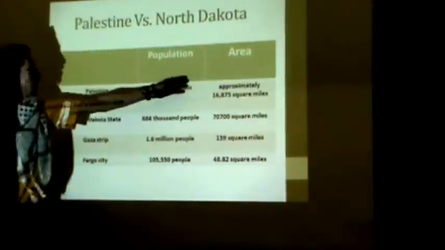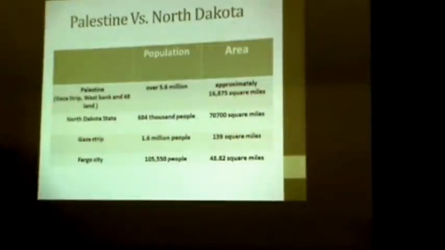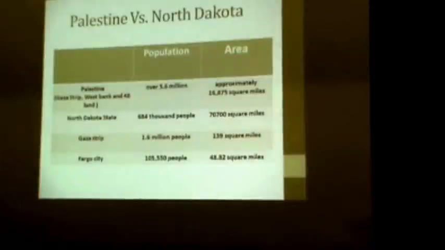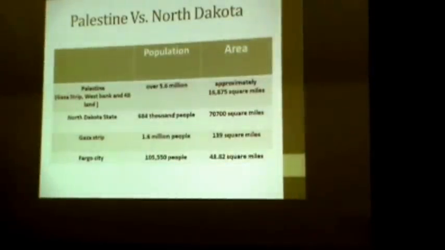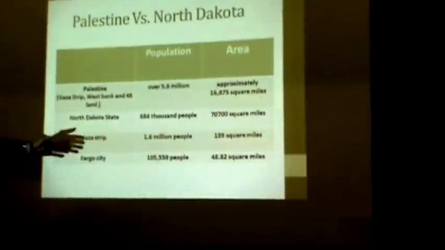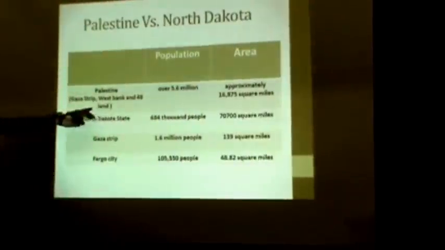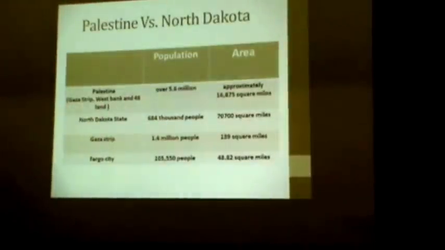So we have population and area. Palestine includes Gaza Strip, West Bank, and '48. Yep. You're including them also the Israelis or not? No. Just because the area is like the size of Israel. Which area? The one 16,000 square miles. Yeah, this is the total. I mean this area, for Gaza Strip, West Bank, and '48 lands, the occupied lands.